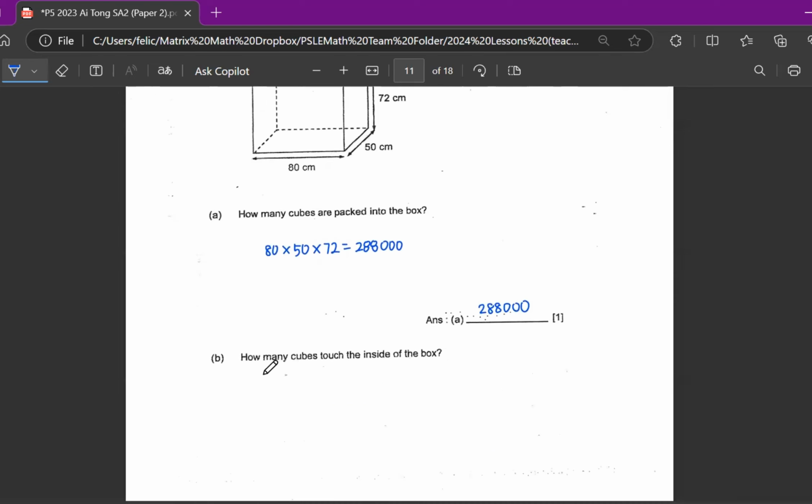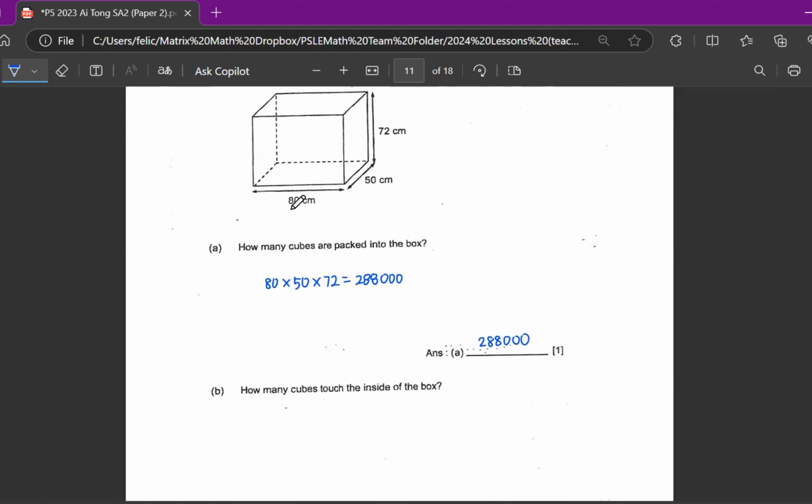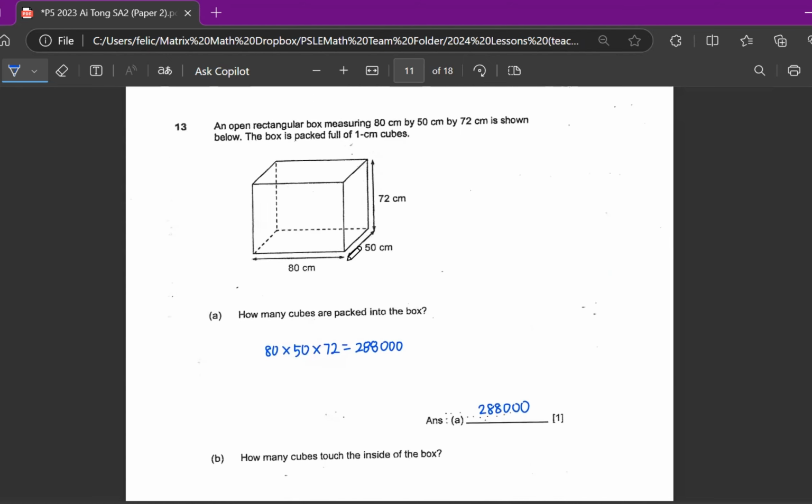Now, the next one, how many cubes touch the inside of the box? Whatever touch the inside means touch the inner walls of the box. Which I think will be challenging to count because in this case, those touching inside of the box will actually be those that stick to the wall. The layer of cubes that sticks to the wall.